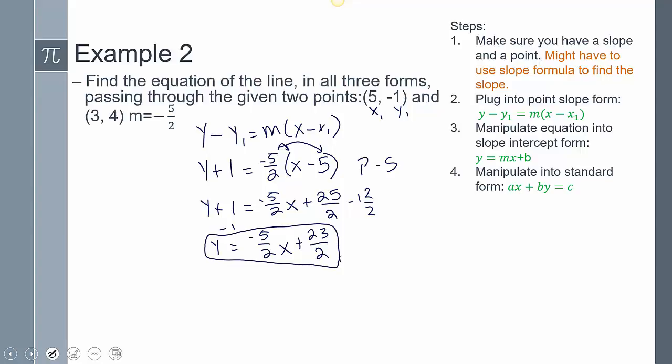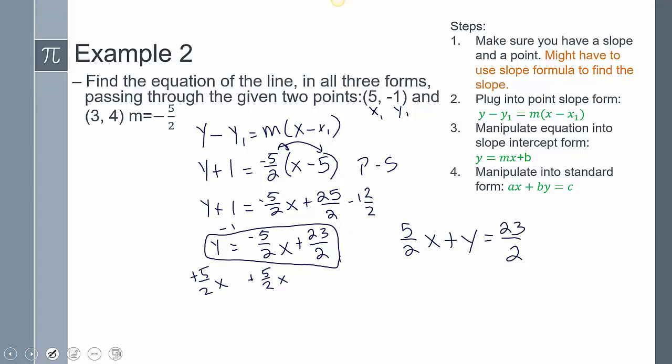And so now the last thing, I got to manipulate it into standard form. So I have to add the 5 halves x to both sides. And so I'm going to get 5 halves x plus y equals 23 over 2.